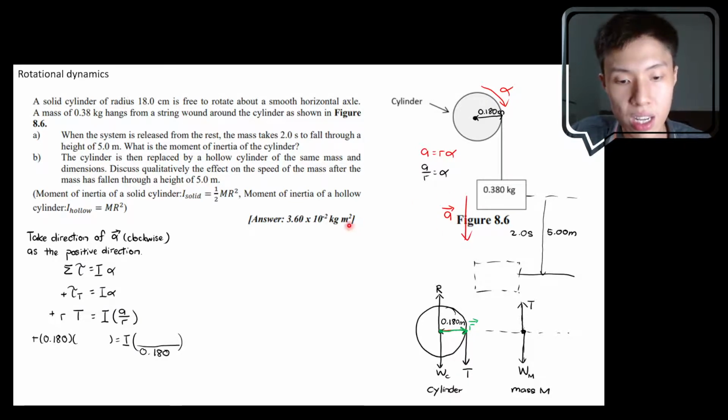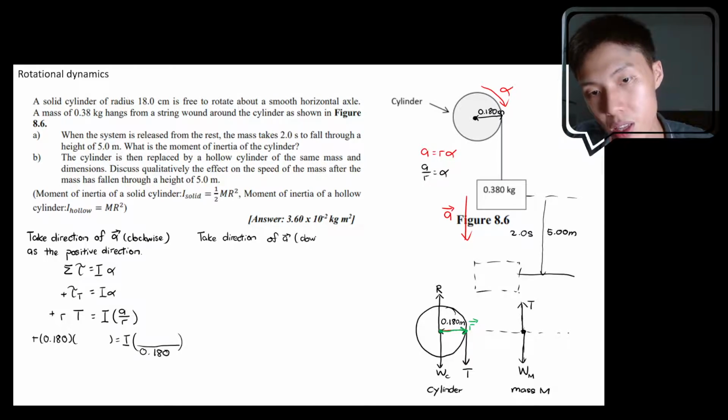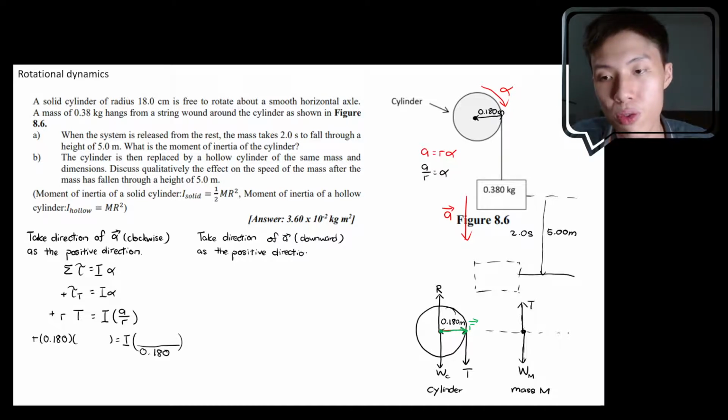So for this case, we will take the direction of acceleration, which is now downward, as the positive direction. Okay, it's important to write this sentence to let us know where you are defining positive. Or else sometimes we don't know where you are defining as positive, right? We might be confused with your sign. But if you write clearly, it should be fine.